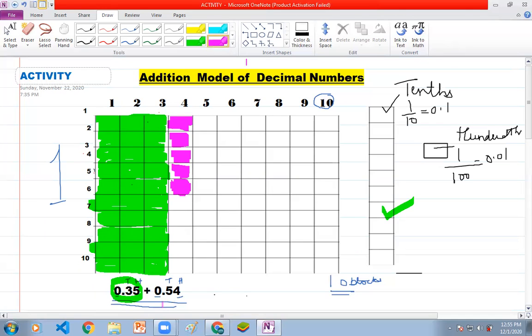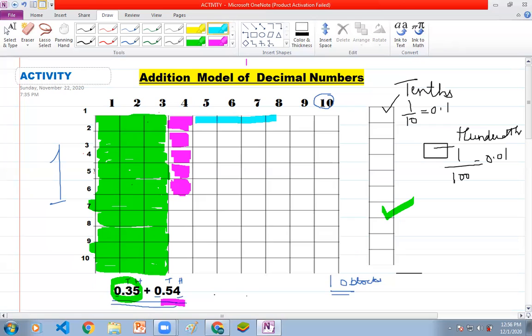Now, we have represented one decimal number. Next, the number I have is 0.54. Similarly, as we represented 0.35, we have to represent 0.54. So 5 is on which place? Tenths place, right? So we will shade how many columns? 5 columns. For the shading, I am using a blue color to shade 5 tenths. So I have to take 5 columns.